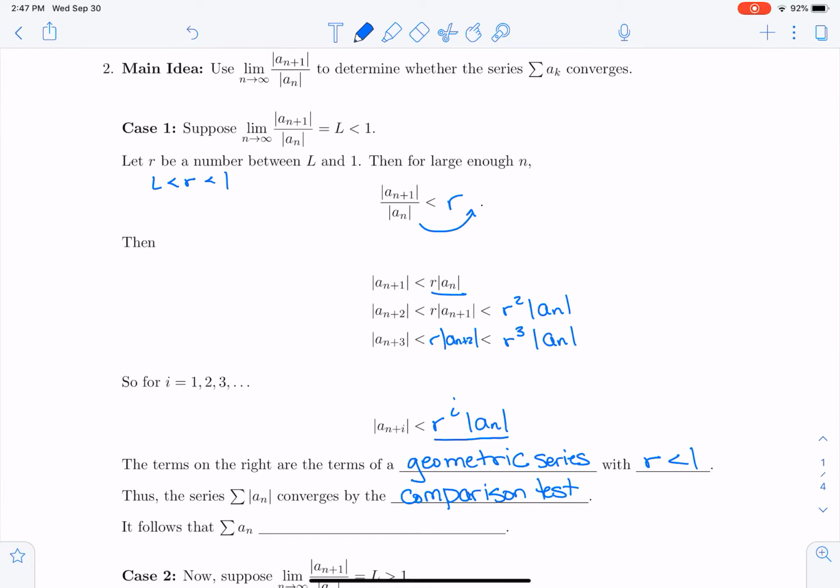these terms a sub n plus i to a geometric series, r to the i times the absolute value of a sub n. And so it follows that our sum without the absolute values actually converges as well, and it converges absolutely because the sum of the absolute values of the terms converged. In fact, that sum converges absolutely.